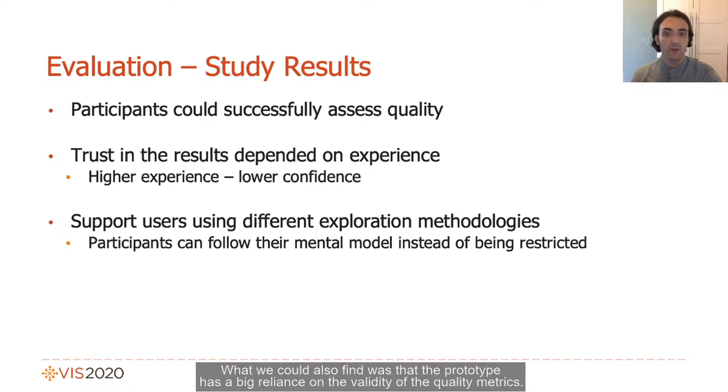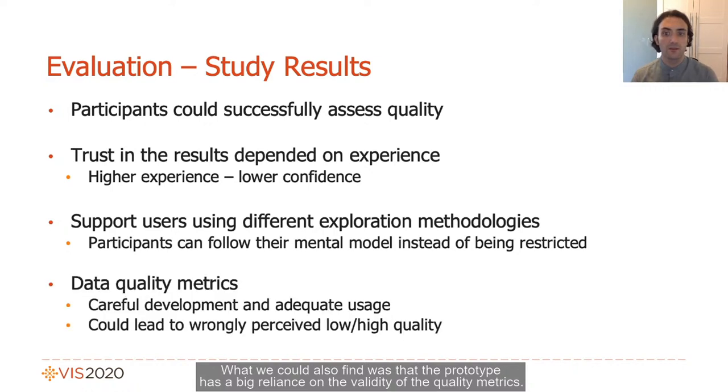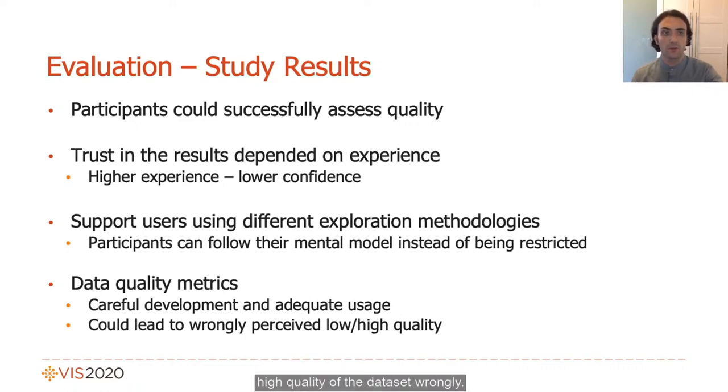What we could also find was that the prototype had a big reliance on the validity of the quality metrics. It is very important to carefully develop and adequately use the metrics, because if they do not work correctly, the results can easily mislead users to perceiving low or high quality of the dataset wrongly.